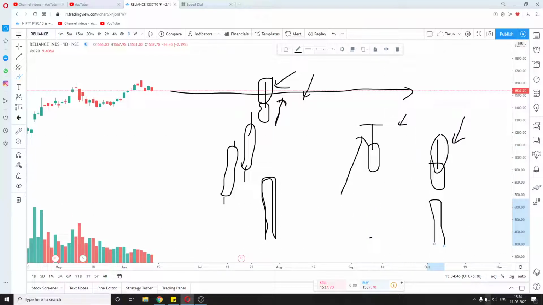which will be represented by a big volume, because we had pressure from both sides, but the sellers were aggressive, so we get a candle like this.